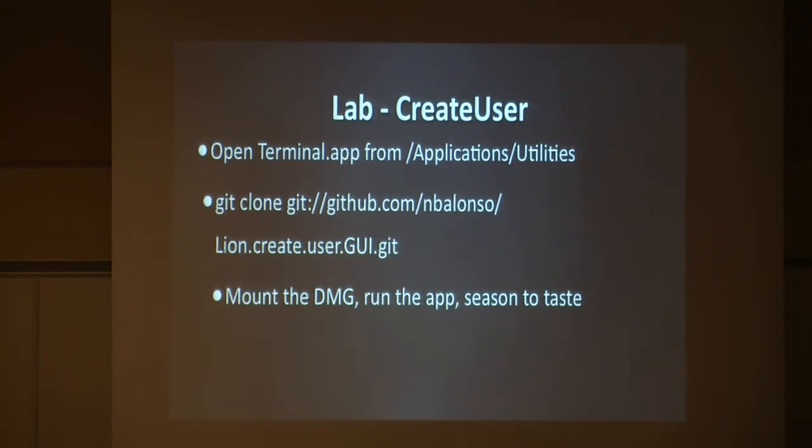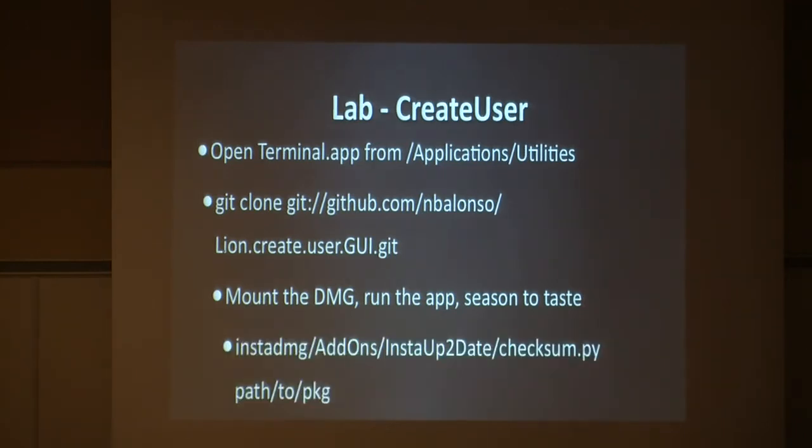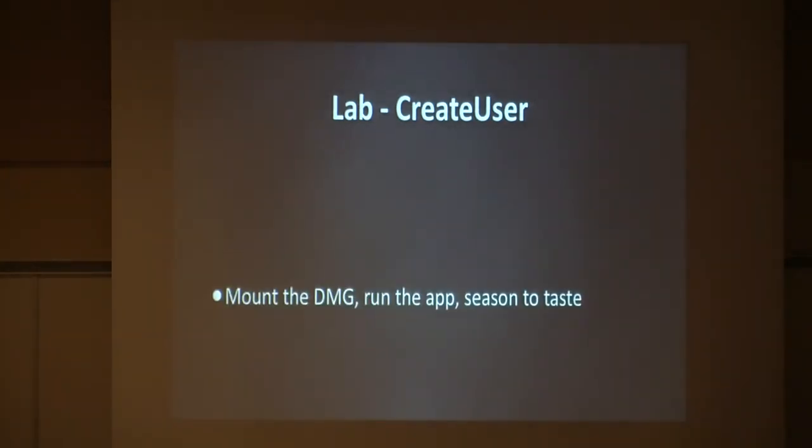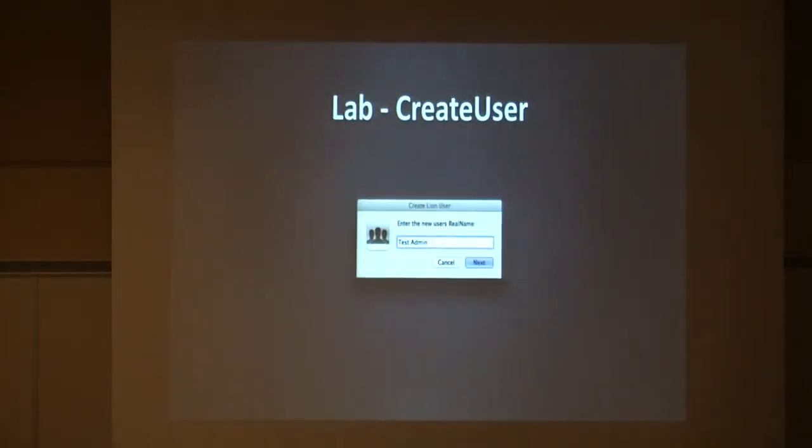See, I'm trying to be friendly. I'm trying to help us have a little GUI behind how we create a user for Lion. So season to taste, right? When we're running the app, eventually we'll do that checksum. But when we're seasoning to taste, first it's going to ask you for the user's real name. Please just use like testadmin. The only thing that's actually important, the short username testadmin.